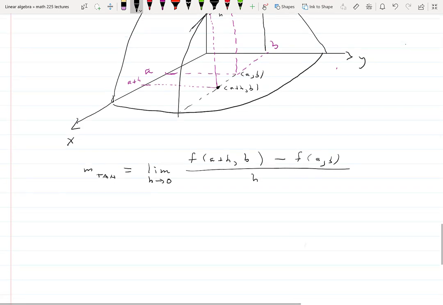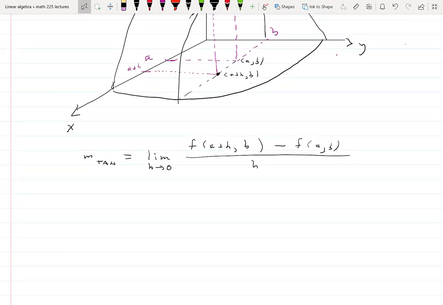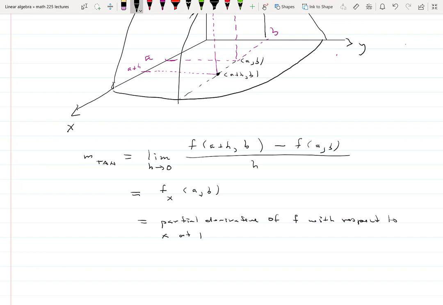The slope of the tangent line is not called the derivative of the function, because there's not a unique slope of the tangent line. There's a whole bunch of different lines I could draw. This is a specific one. The symbol for this one is f sub x at the point a, b. And this is called the partial derivative of the function f with respect to x at the point a, b.